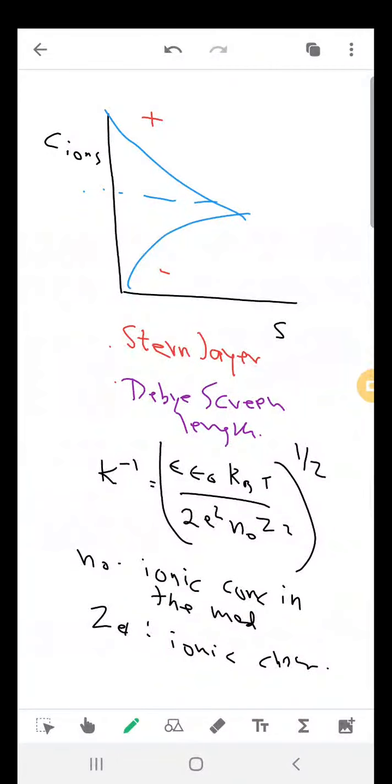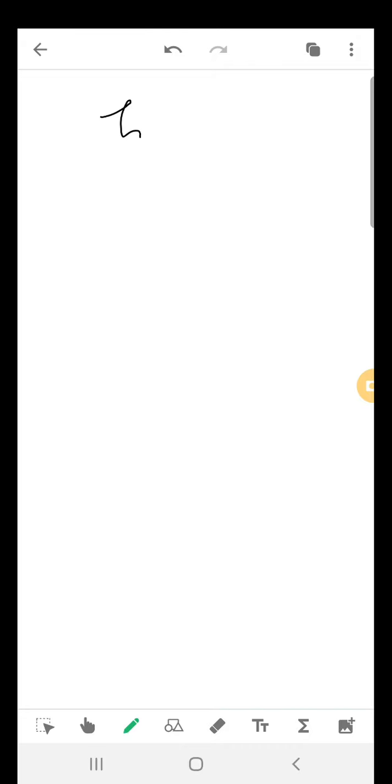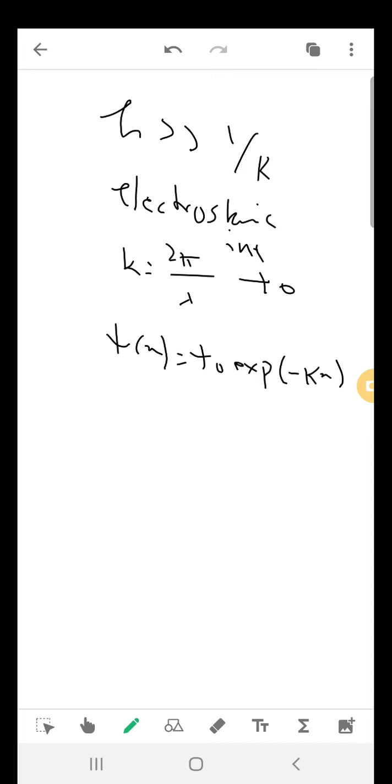Now, if this value of H is much, much greater than 1 by K, then the electrostatic interaction tends to 0. The wave vector K stands for 2 pi by lambda. If we represent the potential in terms of psi of x, it is equal to psi 0 exponential minus kx. So if we plot it, the potential will die out.